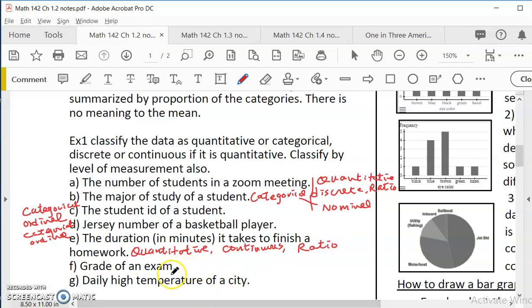F, grade of an exam. So 90%. Does it mean percentage grade? I assume it is a percentage grade. A grade of a course would be A, B, C, right? Grade of an exam would be like 90% or 70% or 80%. So it is quantitative.